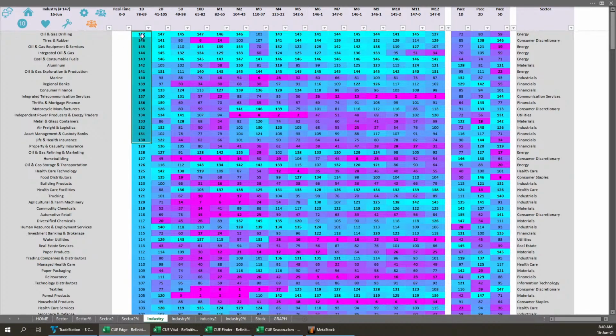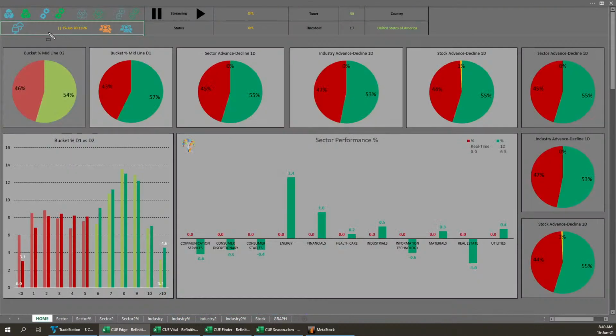Now some traders like to drill down one industry at a time. Not only that, they may want to look at stocks in each industry that have gone up more than the industry has gone up. How to do that? Let's go back to home again. Instead of going to the industry rotation, let's go to the industry performance.